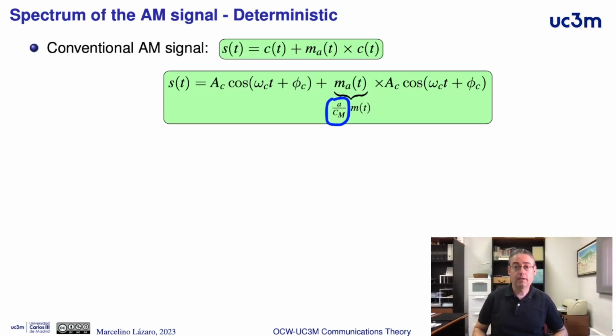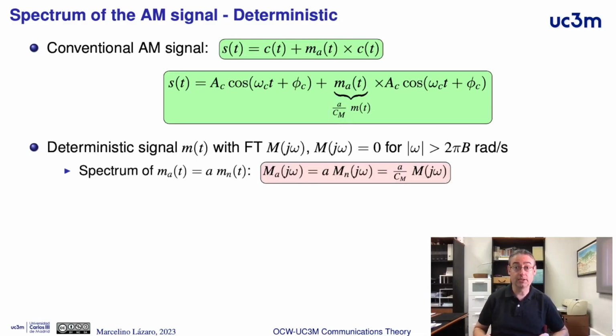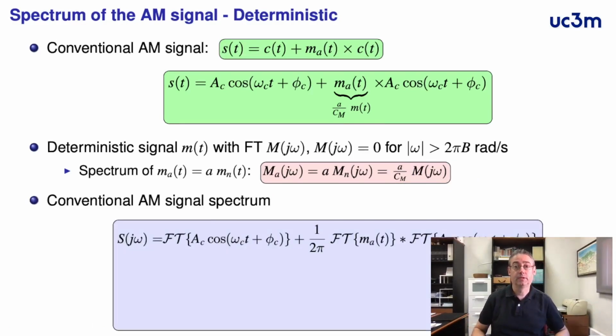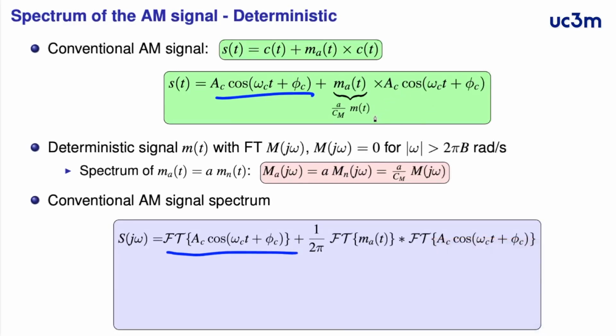With this expression, it's relatively simple to obtain the Fourier transform, the frequency representation of the conventional amplitude modulation. We only need to take into account that now the Fourier transform of the signal MA is related with the Fourier transform of the modulating signal, taking into account the scaling factor A divided by Cm. Now, the spectrum, the Fourier transform, is the Fourier transform of the cosine and the Fourier transform of this term plus the Fourier transform of this product.